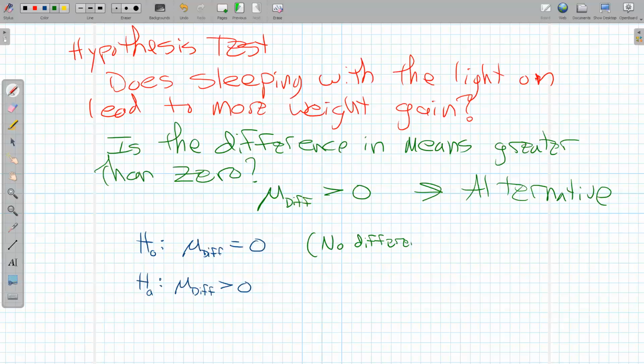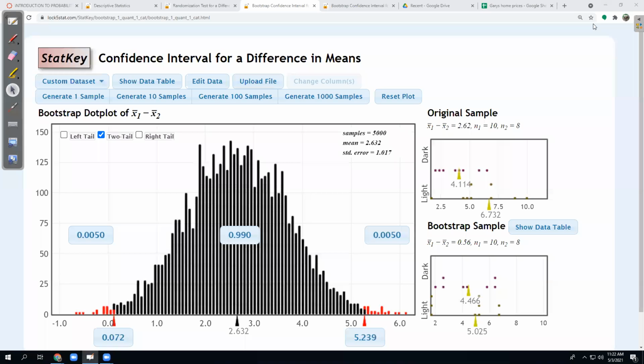And let's see what's missing here. My mu diff is the light minus dark. I should put that up here somewhere. So mu diff is mu light minus mu dark. And StatKey kind of picks that for you. So we're going to go over to StatKey to take a look at this.